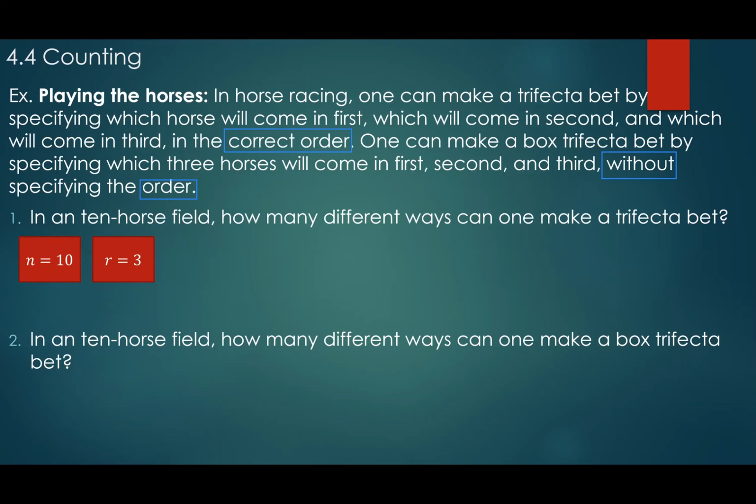Because the trifecta specific order matters, we have to use the permutation, and the permutation tells us that we have 10P3. For 10P3, you use your calculator, you type 10, you choose nPr, and you type in 3, and you should have 720. And for the box trifecta, the order does not matter, so we use a combination. We have 10C3, which in this case is 120.